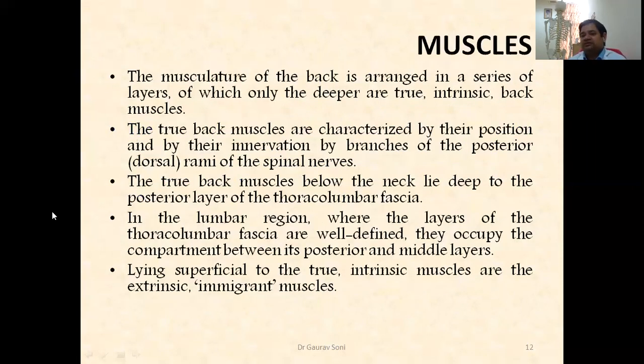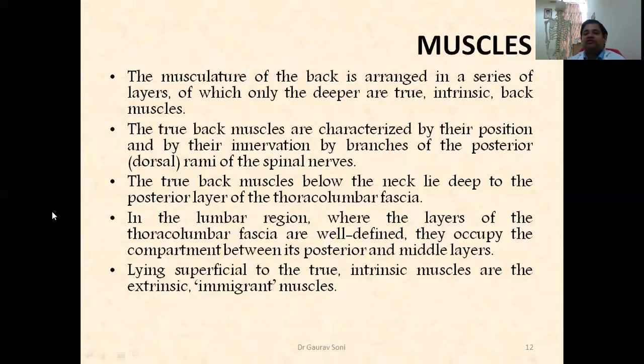Now comes the main topic, that is muscles. The musculature of the back is arranged in a series of layers, of which only the deeper are the true intrinsic back muscles. Now, there is a certain point. What does intrinsic mean? Intrinsic means the muscles which start in the same compartment and end there also, like muscles with origin and insertion both in the same compartment or same layer. Extrinsic will be where one end is on the vertebral column, and the other end is on some other part, like the superficial layer, where one end is on the pectoral girdle and the other end is on the vertebral column. So that will become extrinsic.